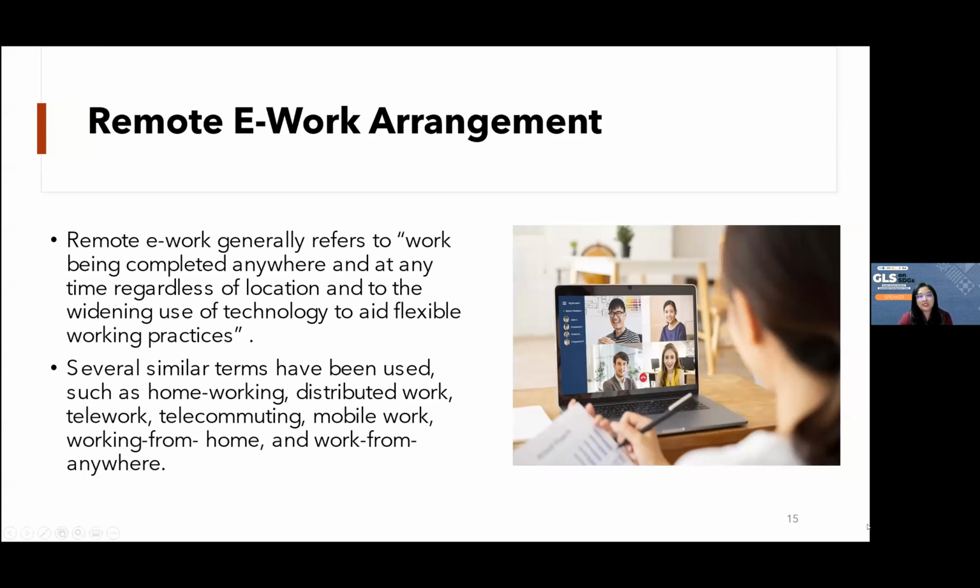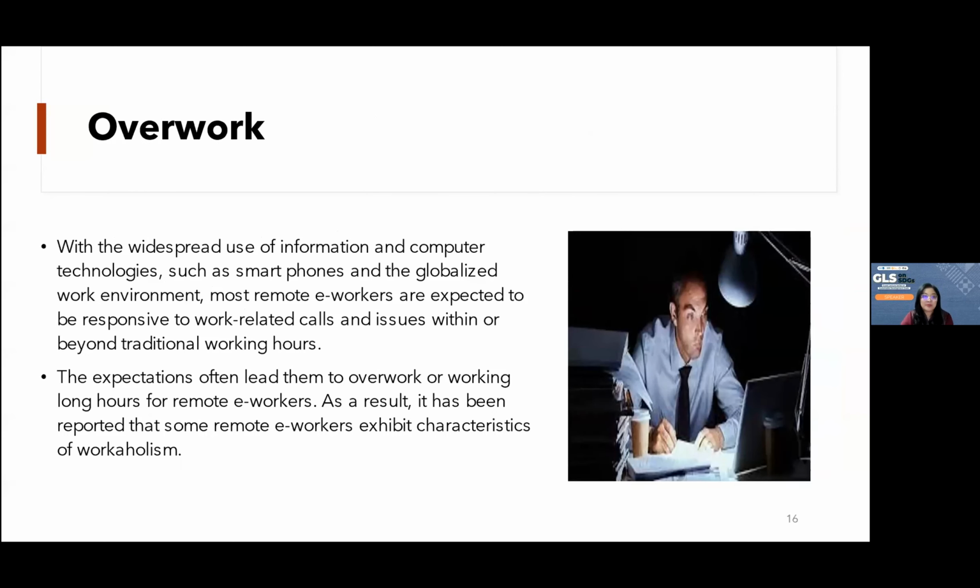So several similar terms have been used, such as home working, distributed work, telework, telecommuting, mobile work, working from home, and work from anywhere. And this gives you more opportunity to experience overwork. Maybe when you come to the office, you go from 8 to 5, but when you work from home, maybe from 8 to 5 plus 7 p.m. to 10. I think that's the risk for everyone in this meeting.